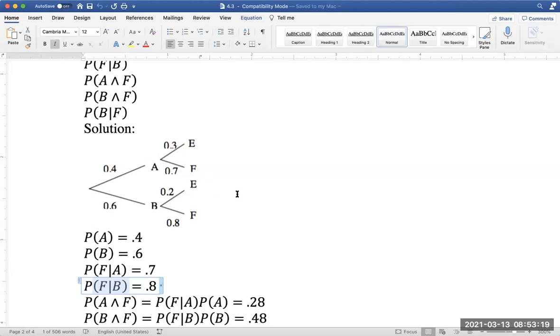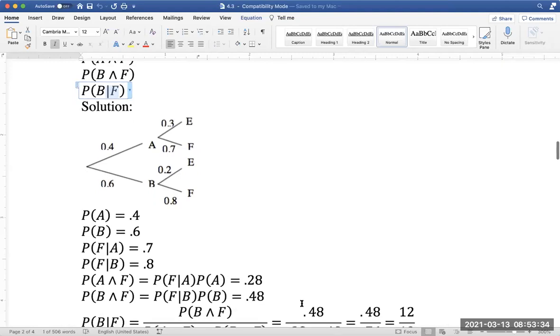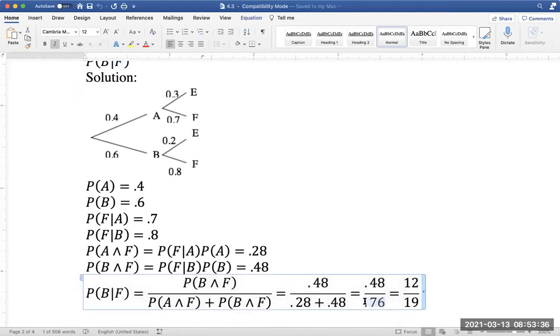Well, Bayes' theorem. So look at everything that involves F. And so, here they are, 0.28 and 0.48. Add those up, 0.76. That gives you your denominator.